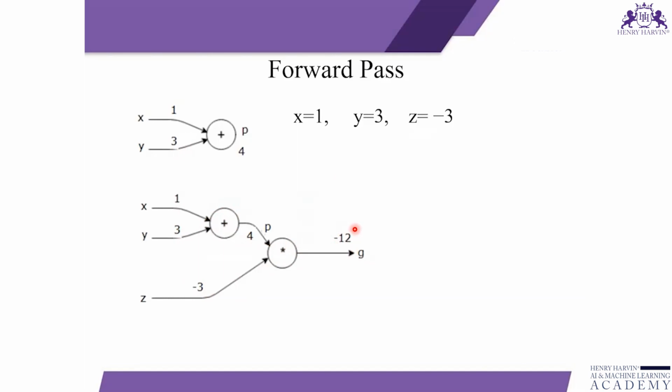Hope this is clear to you, right? So 1 plus 3 is 4. The value of p is 4. And we already have z as minus 3. And we are performing multiplication on that. So 4 into minus 3 is equal to minus 12. So here we can see that g is equal to minus 12. Hope this is pretty much clear to you.